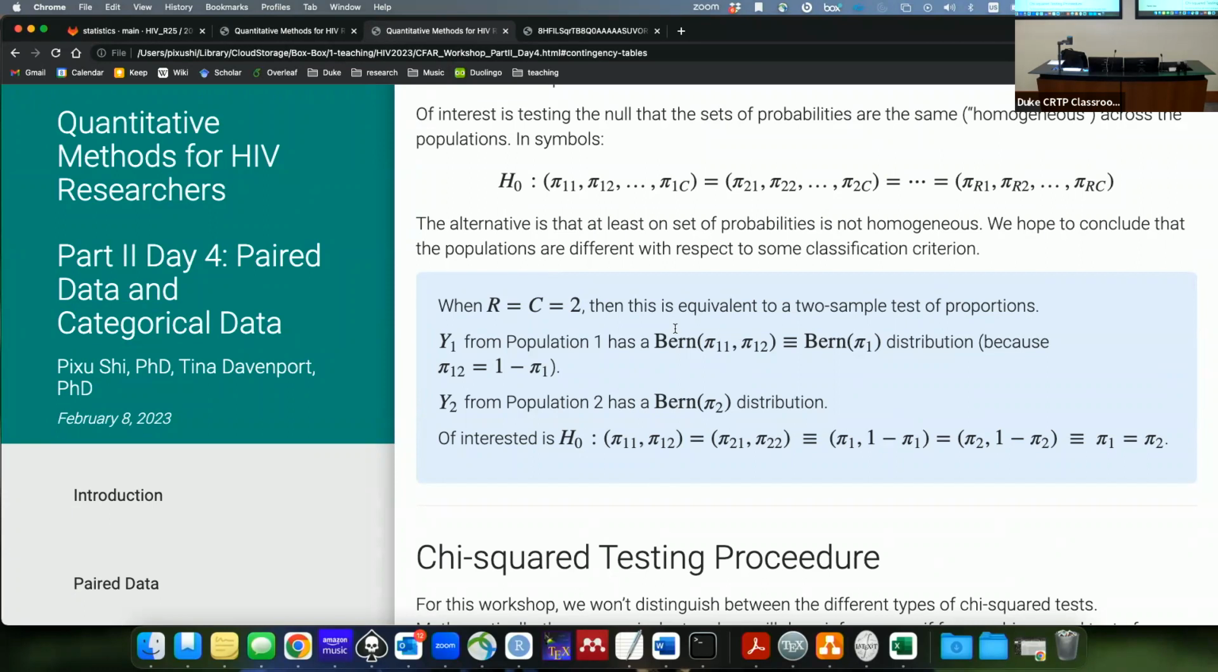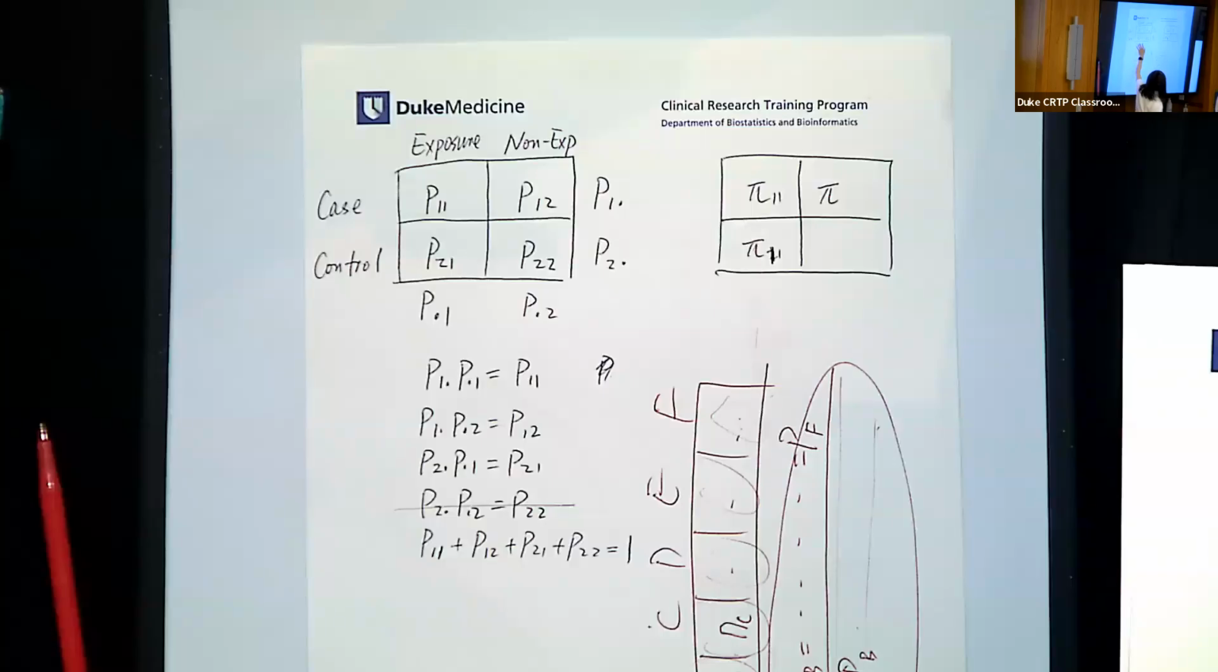independence is actually when you calculate the probability of exposure, which is those two sum up, and the probability of case, which is those two sum up. The probability of case multiplied by probability of exposure, those two should be the same as this cell. So that's the independence assumption. When it's independent, you multiply the probability of one event by the other event, it's going to be the probability of those events joined together.